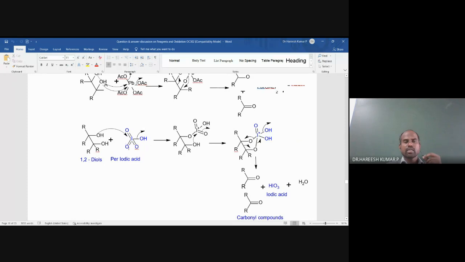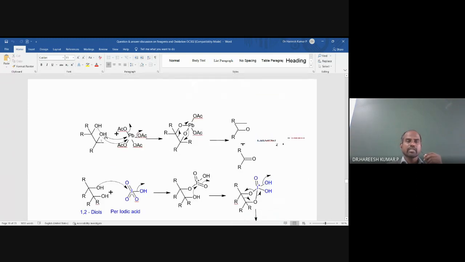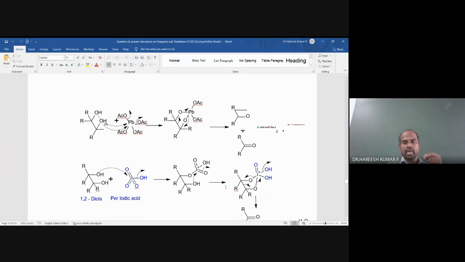Similarly, periodic acid will also react with the diol. How is the diol obtained? You know that an alkene treated with KMnO4 will give you a diol. Osmium tetroxide also will give you an alkene into a 1,2-diol.